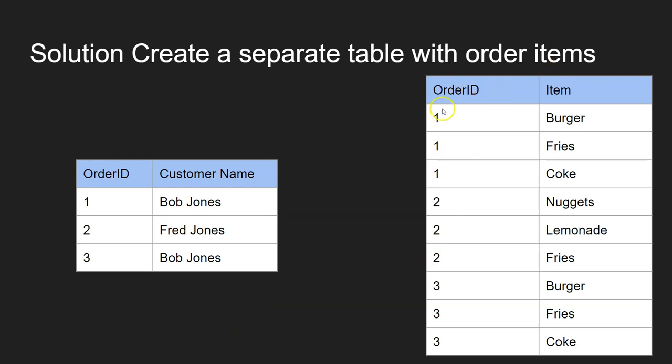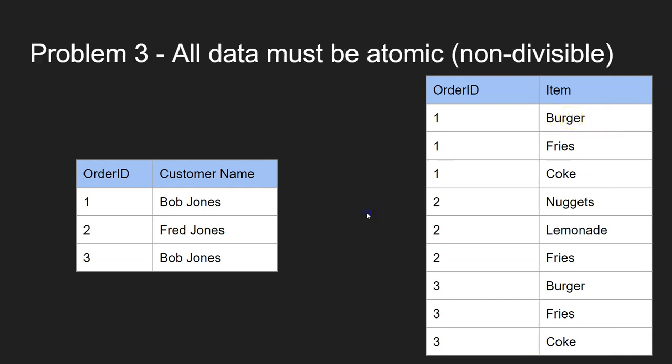Let's have a look. It's going to look a bit like that. This table here has an order ID in one column and the item corresponding to that order ID. So order ID 1 has a burger, order ID 1 also has fries, and order ID 1 also has a Coke in there. And as you can see, each item in this table now is unique, and there are no multiple values per cell here. So that's sorted now. That's the second bit.